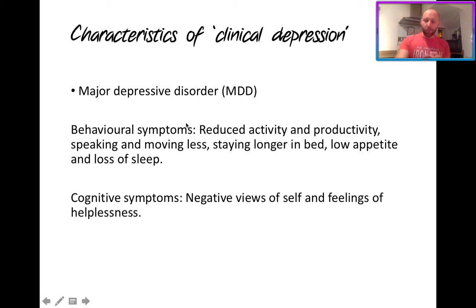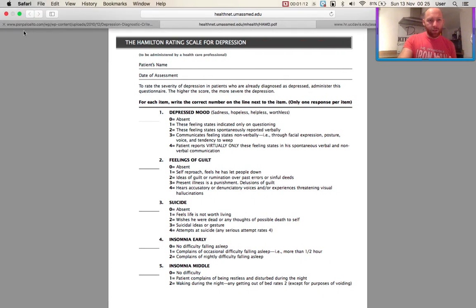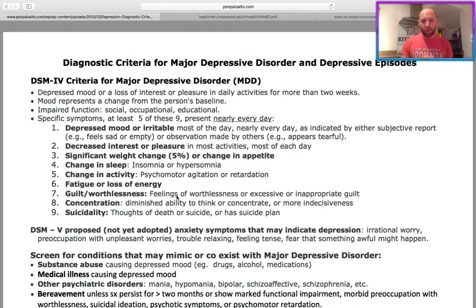In this case, behavioral symptoms such as reduced activity, productivity, low appetite, speaking and moving less, and so forth. Cognitive symptoms such as negative views of self and feelings of helplessness. Now, if we just have a look at the DSM criteria, they are very specific, and we're not just talking about the sort of symptoms that you and I may face every single week. Depressed mood and irritable most of the day, nearly every day. Now, I would say most of us are irritable at some point, perhaps even at a single point every day, but it's more this sustained irritability.